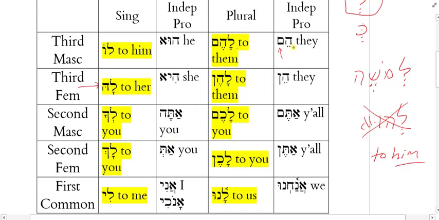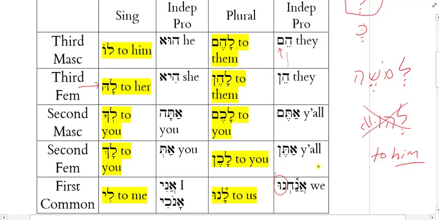The heys, you kind of see them here, but you only see them on the plural forms. And then for li and lanu, ani, anochi, you see the kirakiot of ani and anochi? That's similar to the li of to me. And anachnu has a new ending, and lanu to us has a new ending. So there's some similarities here. All right? So that's the forms.